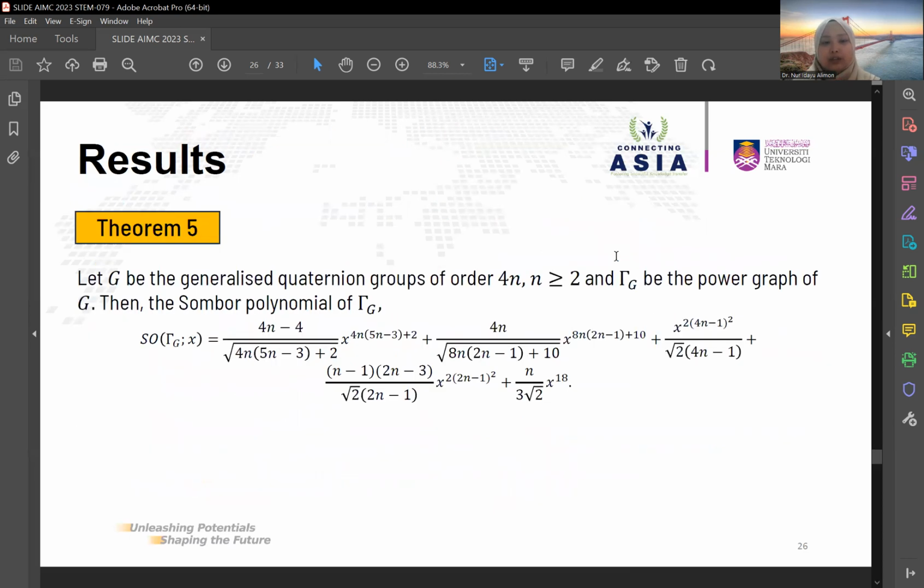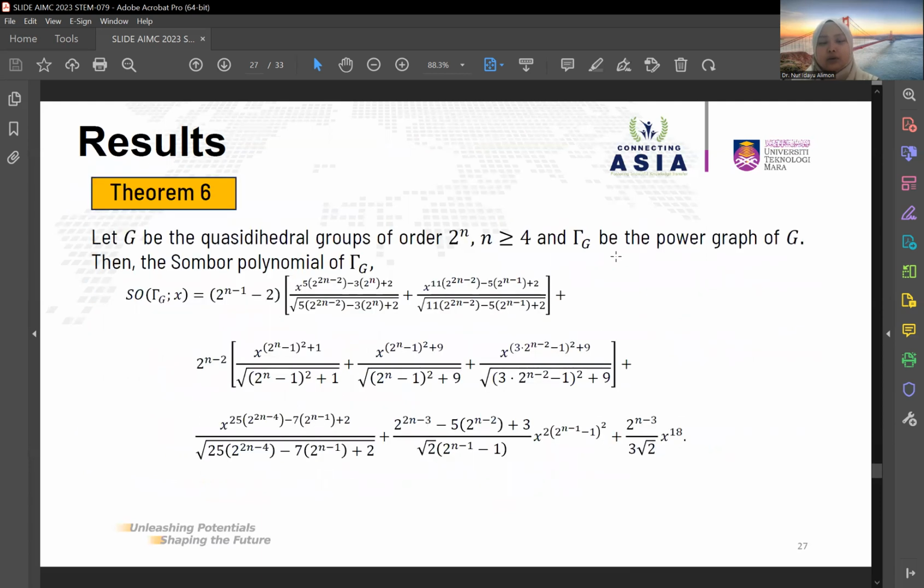And then theorem 5 we have the Sombor polynomial for the power graph of generalized quaternion groups Q4n, and then this is for quasi-dihedral groups. It's a little bit longer, but I believe that when we know what is the value of n, we just substitute it into the formula. So no need to take your time to construct the graph of the group from scratch. So you just need to use this formula.